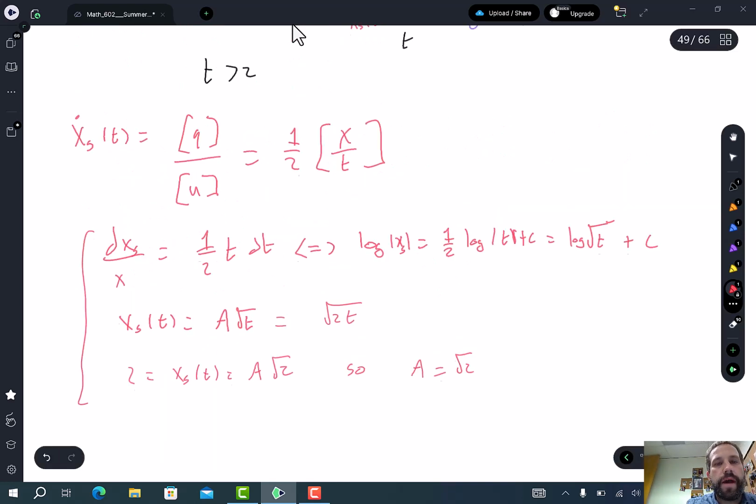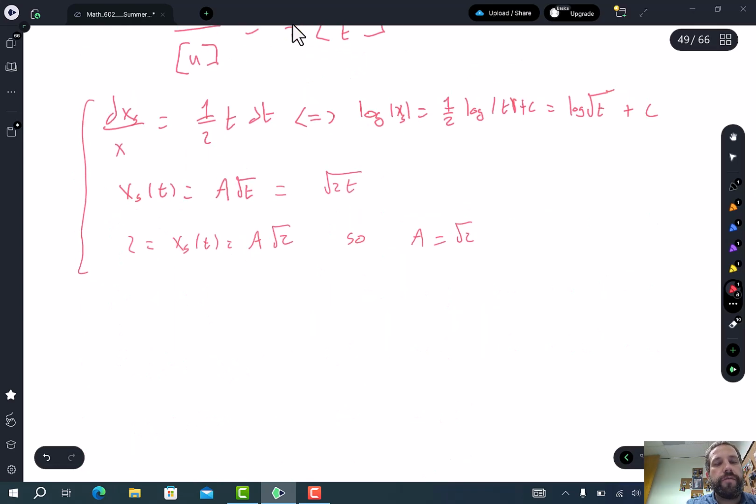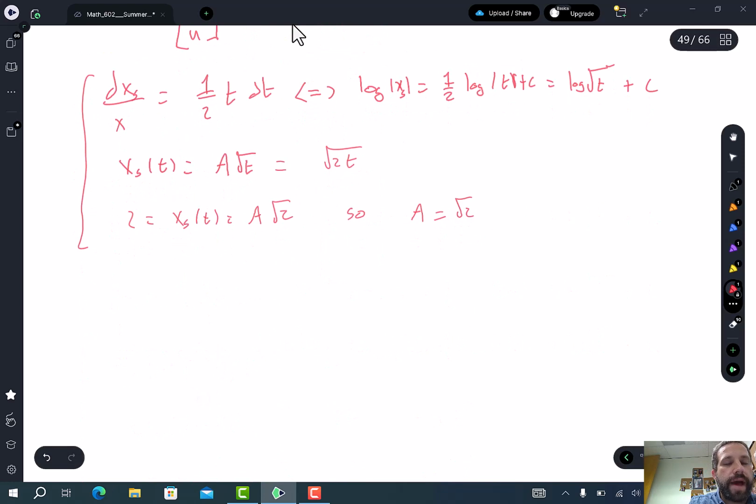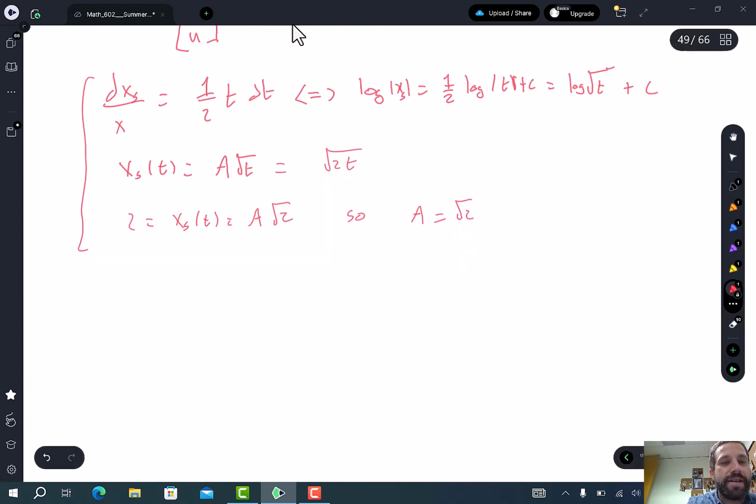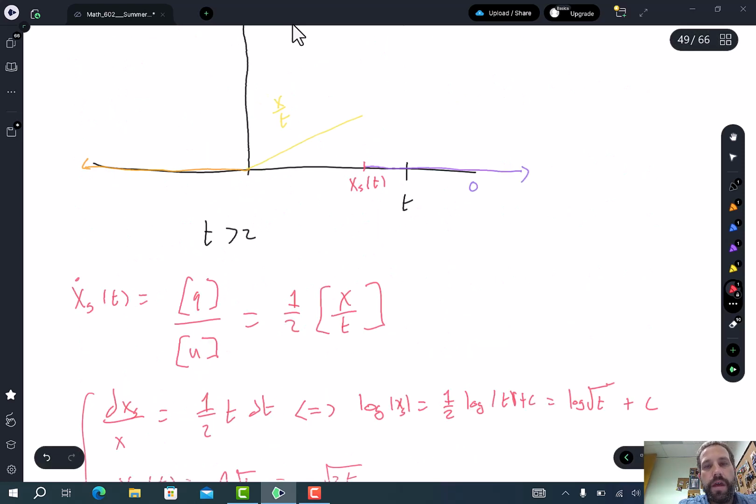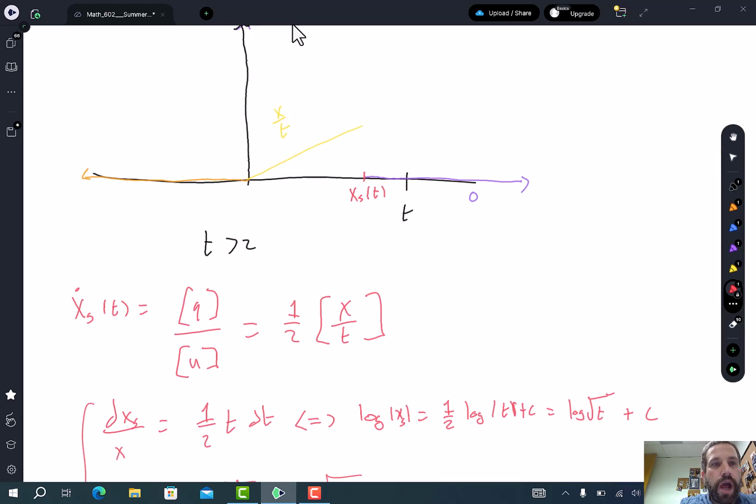Okay, let's do the other method, the conservation of mass method. So if we do the conservation of mass method, the area has to always equal 1 because that's what the area was when we began. Okay, so what is the area here? Well, it's a triangle. What is the height of the triangle? Well, at this point right here, the value of the yellow line is going to be x sub s of t over t. And so the area of this triangle is going to be 1/2 times the height, which is x sub s of t over t, times the base, which is x sub s of t.